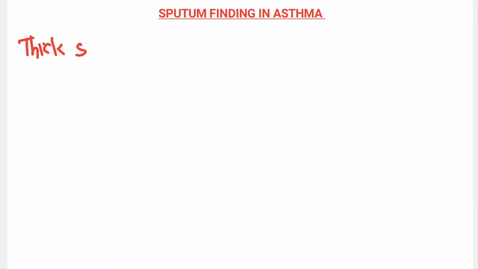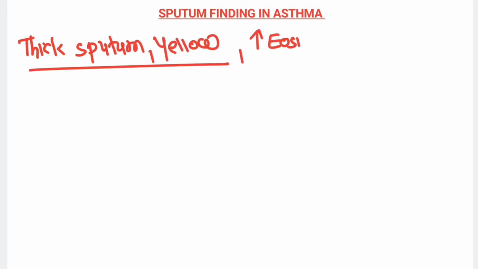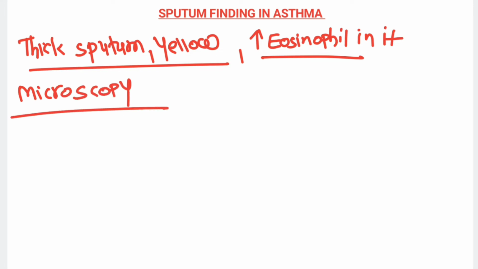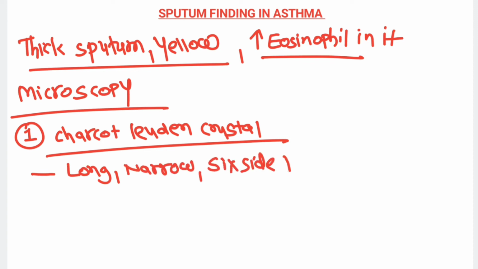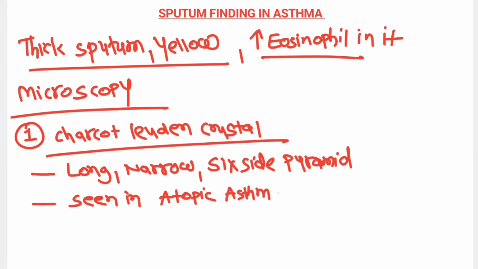Now let's see the sputum findings in a case of asthma. If you do the microscopy of sputum in an asthma patient, it is a thick sputum with yellow color. There will be increased eosinophils in the sputum. Sometimes three characteristic findings can be seen. The first one is the Charcot-Leyden crystal. That crystal is very important; if it is seen, it's very diagnostic. It's a long narrow six-sided pyramid, and it is seen particularly in allergic, atopic type of asthma.